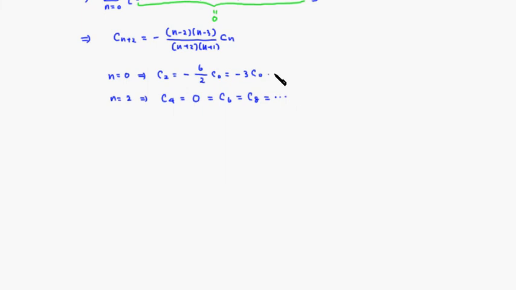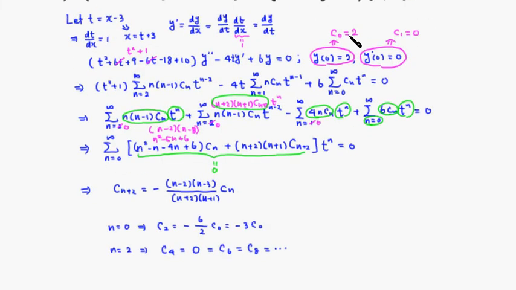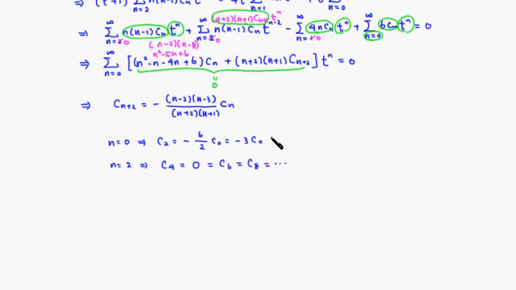Also, we just found out that C0 is 2, so C2 is actually negative 6. So here's the solution: y is equal to, C0 is 2, so 2 is the constant term. And C1 is of course 0, and C2 is negative 6, so it's negative 6 t squared, and everything else is 0.